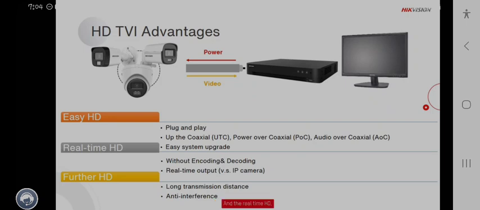And the real-time HD, as the special imaging principle, the TVI camera is working without encoding and decoding processing, so it will have a direct real-time output compared with IP system. Further HD, with the development of strong anti-interference technology, Hikvision HD TVI signal can realize a long transmission distance. For example, the 2 megapixels can reach 800 meters away with Cat6 coaxial cable. Of course, in a no strong interference environment. So easy, real-time and further HD. Those are all of the 3 key advantages of HD TVI standard.